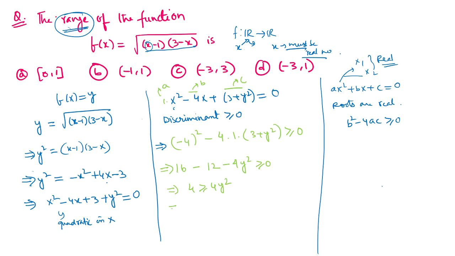4y square, right? However, 1 is greater than or equal to y square, right? So see how y square is less than or equal to 1. Y square is less than or equal to 1. Again we will say from the law y square is less than 1. The y square minus 1 is greater than or equal to 0.